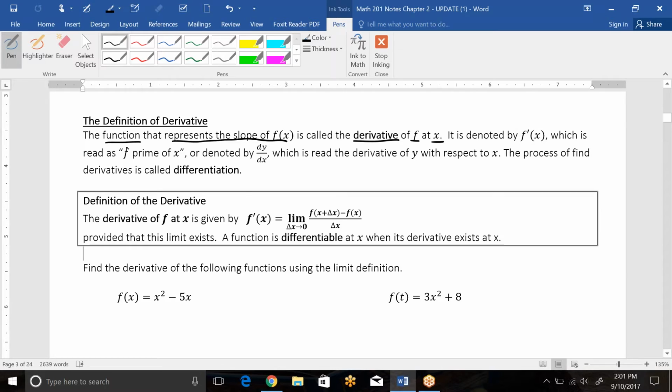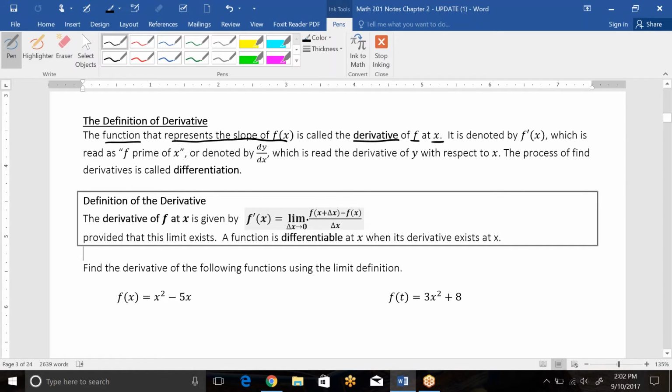It's read f prime of x, or you can write it as dy dx, which is read as the derivative of y with respect to x. So this is what this means. The bottom part is always the one you're taking the derivative with respect to. That is important because later on we'll talk about taking derivatives implicitly. And then the process of finding derivatives is called differentiation. So this is just our formal definition.